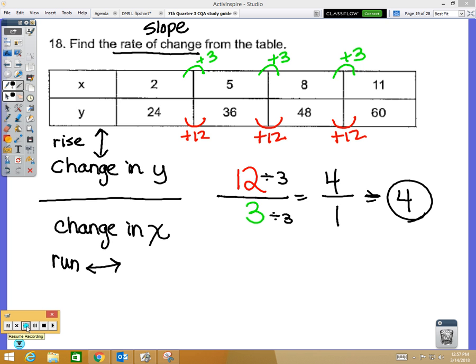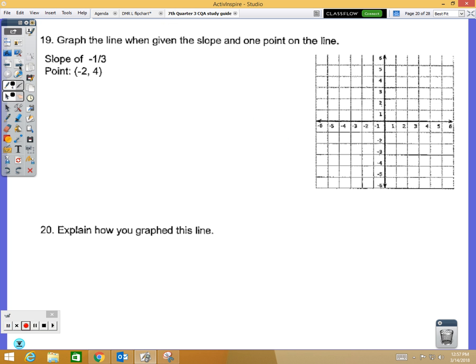Then let's look at number 19 now. In number 19, it says graph the line when given the slope and 1 point on the line. What do you put on there first, the slope or the point? The point. So first, graph the point. -2, 4. That's our first step. So over on my graph, I'm going to -2 on the x-axis and up 4. -2, 4. So make sure, look at your study guide. Did you put a point at -2, 4?